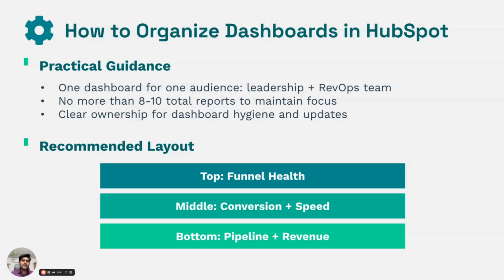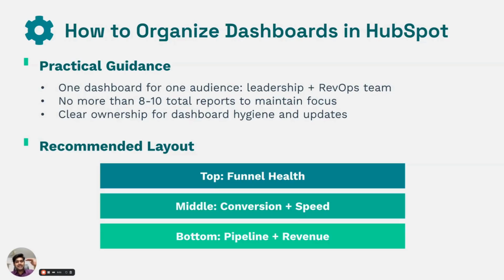Here's my practical guideline. One dashboard, one audience. Leadership plus your RevOps team. No more than 8 to 10 total reports to maintain absolute focus on that particular dashboard. Remember, more reports does not mean better insight. It just means more noise. You need clear ownership for the dashboard hygiene and updates. Someone has to own this within your organization.